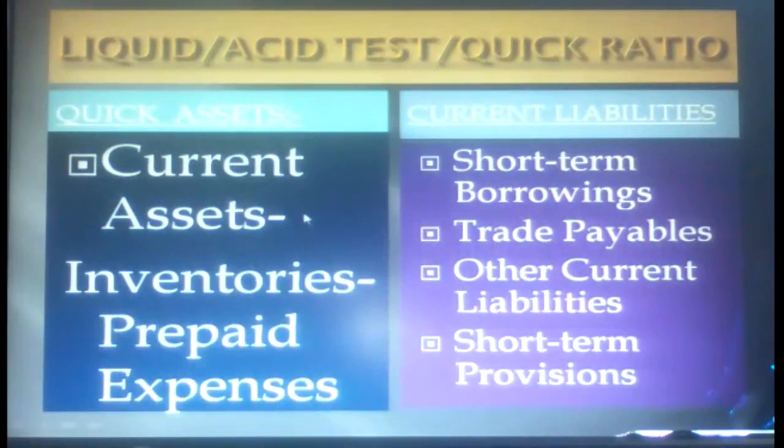What is the meaning of quick assets? From the current assets, whose items you already know, you have to deduct inventories and prepaid expenses, correct. That's your quick assets. Current liabilities you already know: short-term borrowings, trade payables, other current liabilities, and short-term provisions. Once again, quick assets means current assets minus inventories minus prepaid expenses.